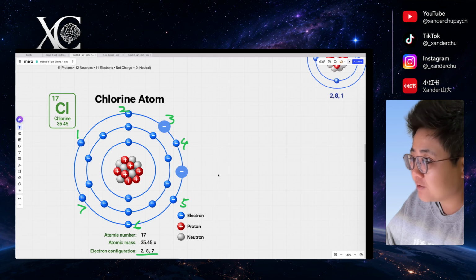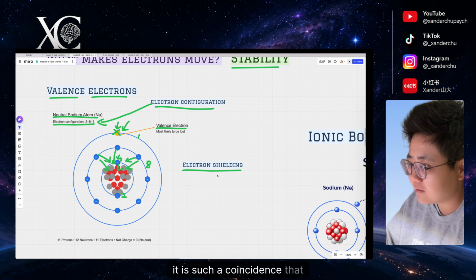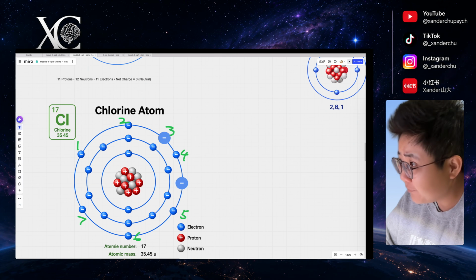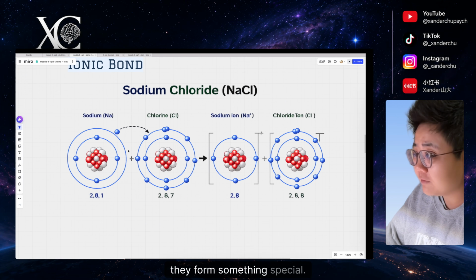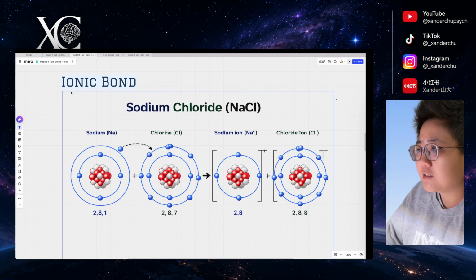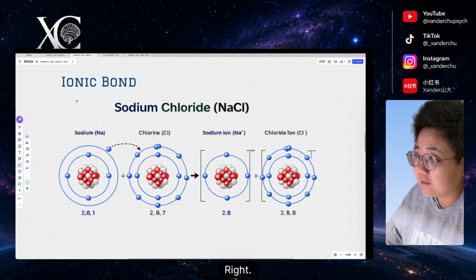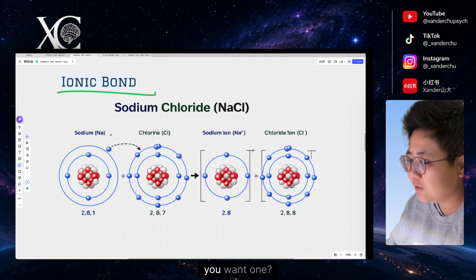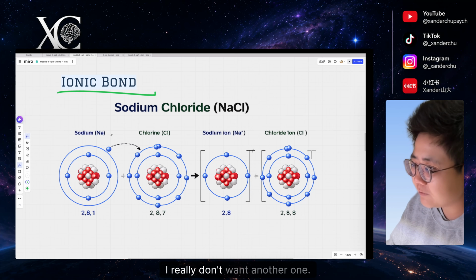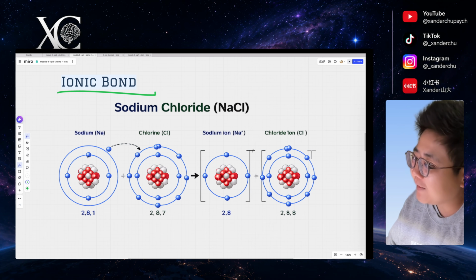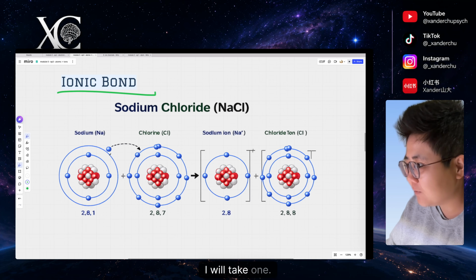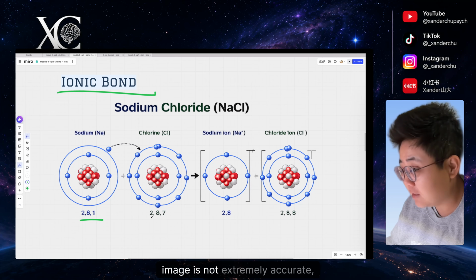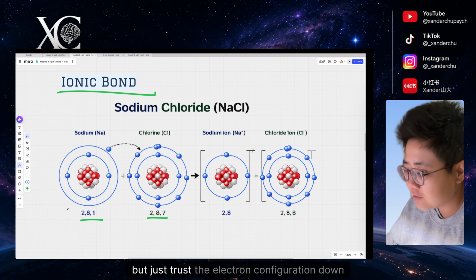And speaking of which, it is such a coincidence that one of them wants to lose one and the other wants to gain one. So together, they form something special. And we call this process an ionic bond, right? It's kind of like they're bonding. So what happens is sodium's like, you want one? I really don't want another one. Chlorine says, sure, why not? I will take one.